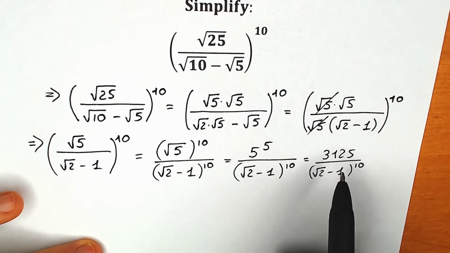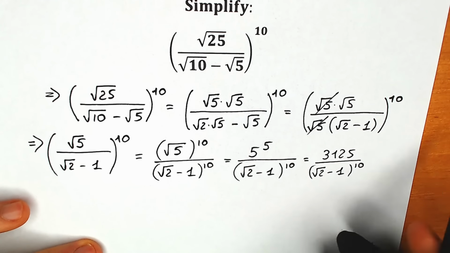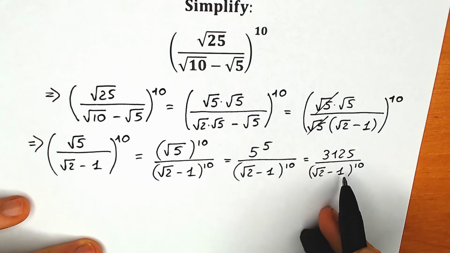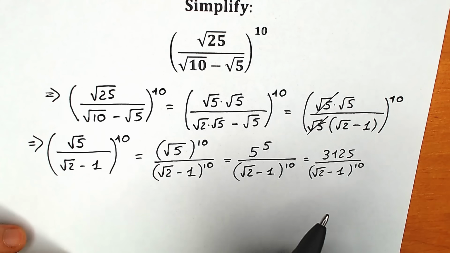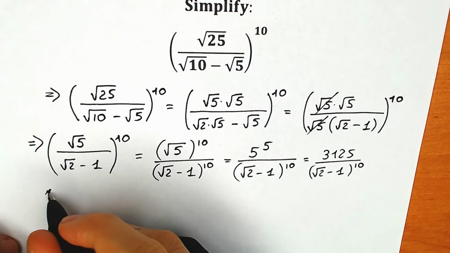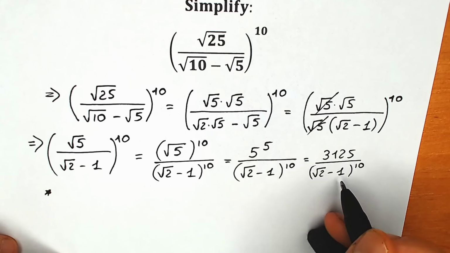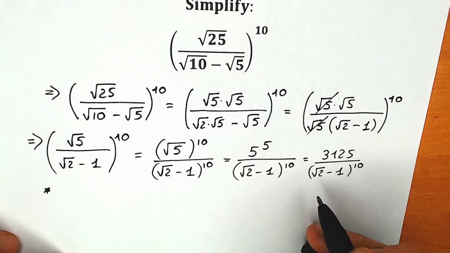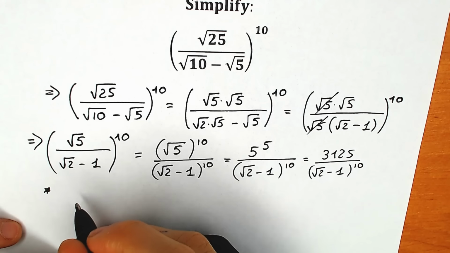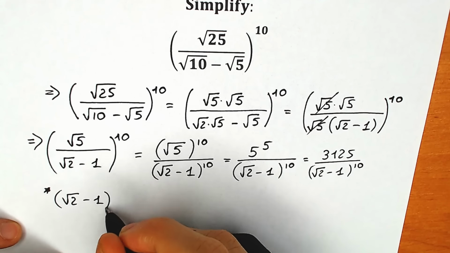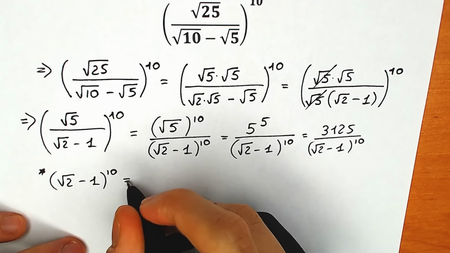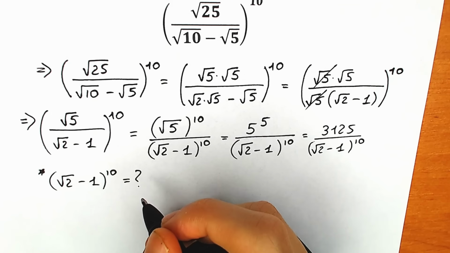Okay, if you look closely, we simplified our numerator, so we don't have a power, we have a basic constant, but in our denominator we still have this power 10. So as a next step, let's try to evaluate and simplify this expression in our denominator, and then we will plug that expression into this spot. So let's rewrite it, square root of 2 minus 1 to the power 10. We need to evaluate it, we need to simplify it. So right now we have to find the method. How can we do this?